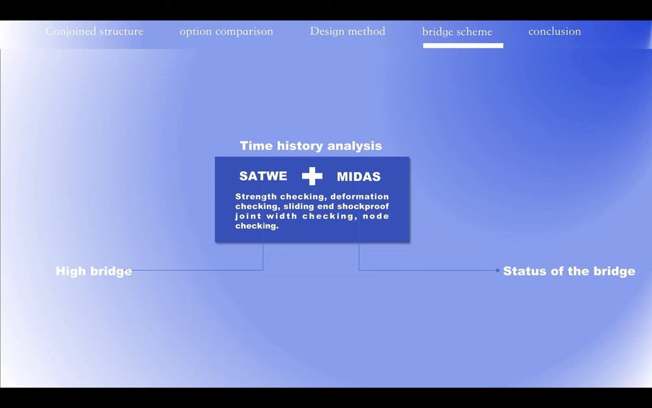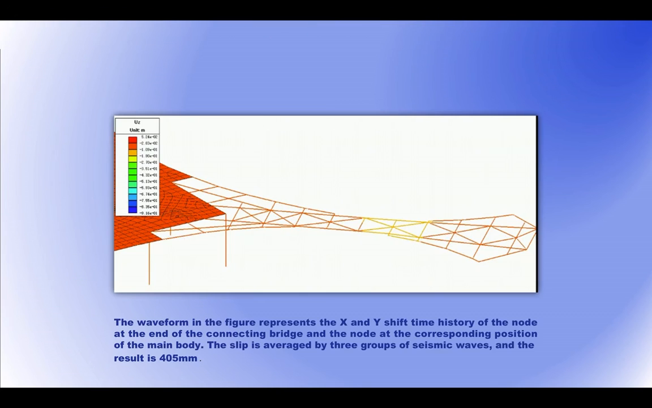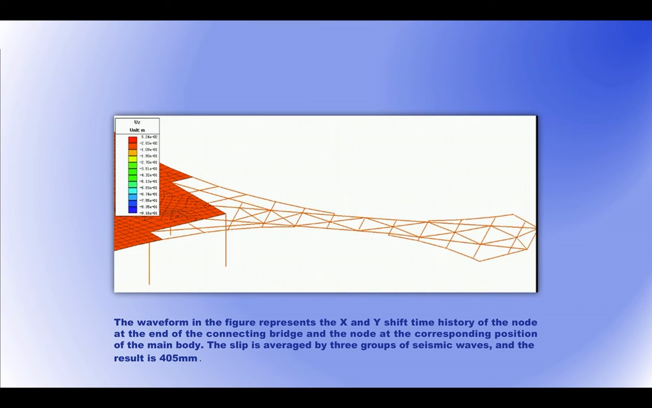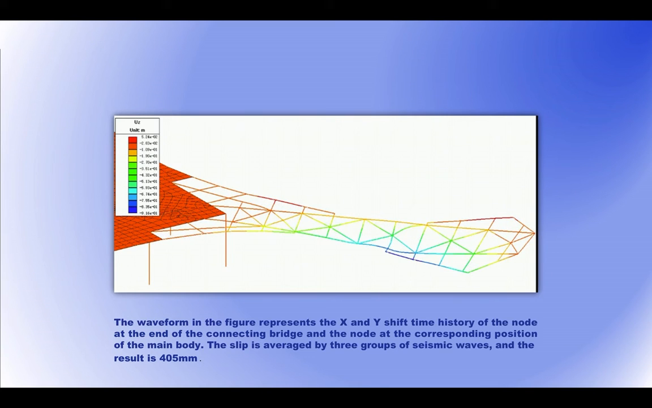The main points of the calculation of the bridge are the structure calculation, the deformation check calculation, the check calculation of the seismic joint width of the sliding end, and the joint check calculation. The calculation method adopts the time history analysis method. The calculation of the joint width of a bridge is more complex. The main calculation goes as follows.